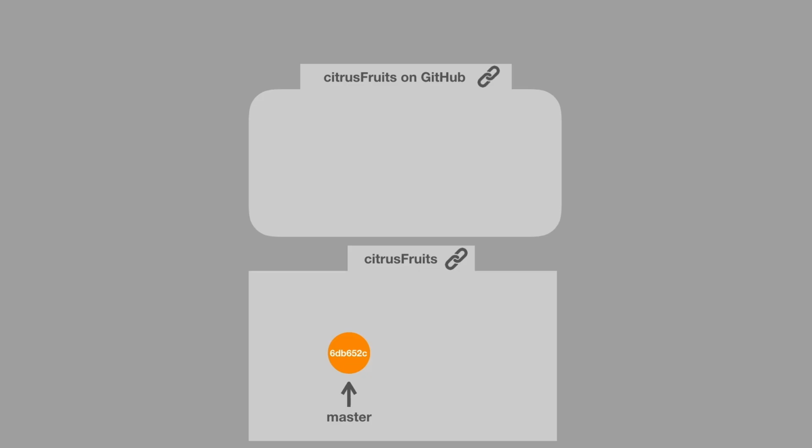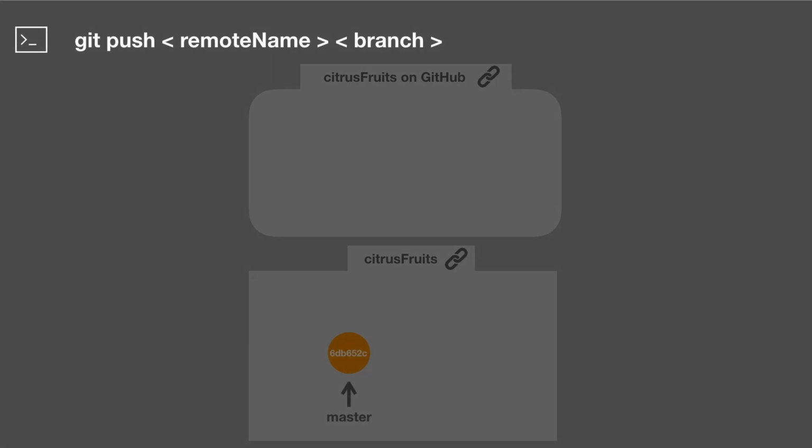Now, in order to push our master branch to the remote repository, we're going to use the git push command. We're going to pass in the name and then the branch that we want to push. What this is going to do is it's going to create a remote branch in our remote repository. And another thing that's going to happen is that in our local repository, we're going to get a new branch, and this is going to be a remote tracking branch.